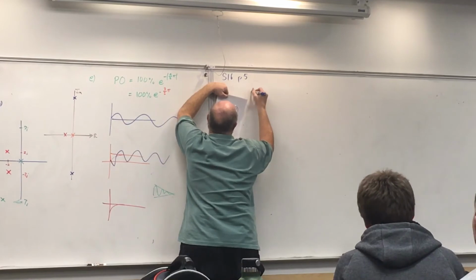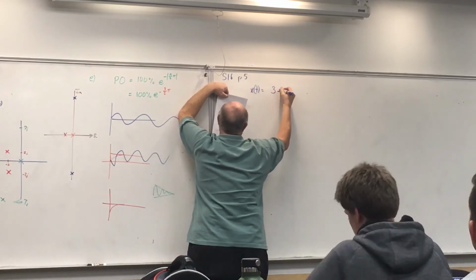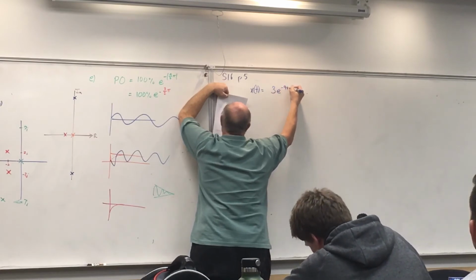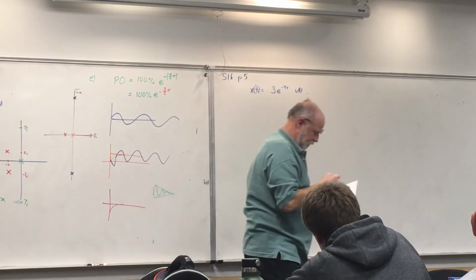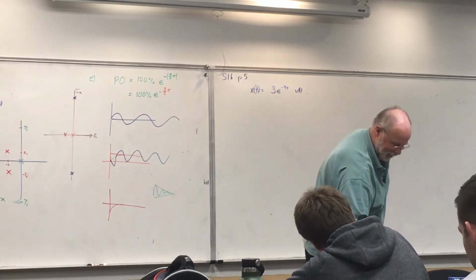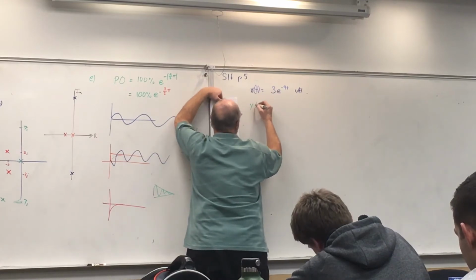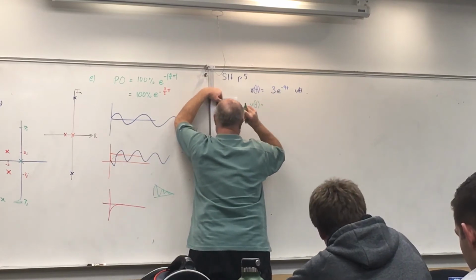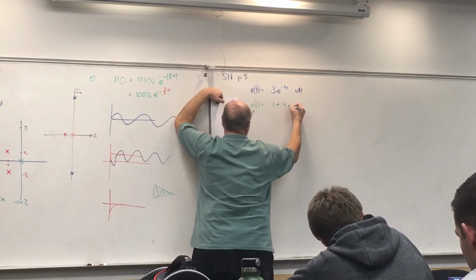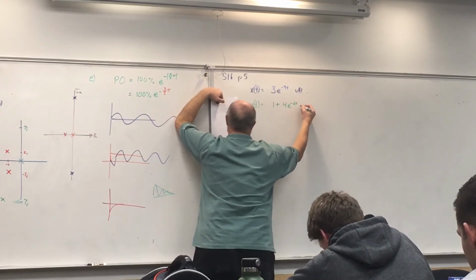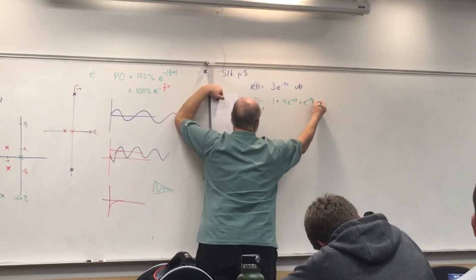Oh, man. x(t) is equal to 3e^(-9t)u(t). Good. And y(t) is equal to 1 plus 4e^(-6t) plus e^(-9t).